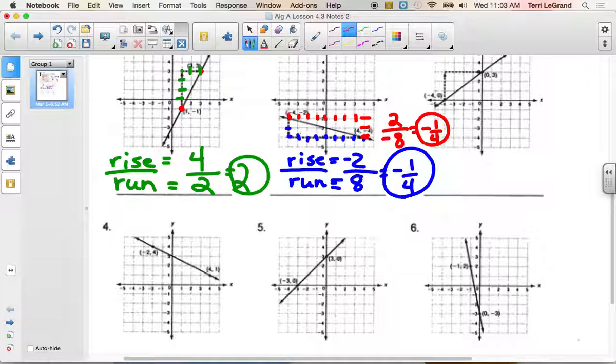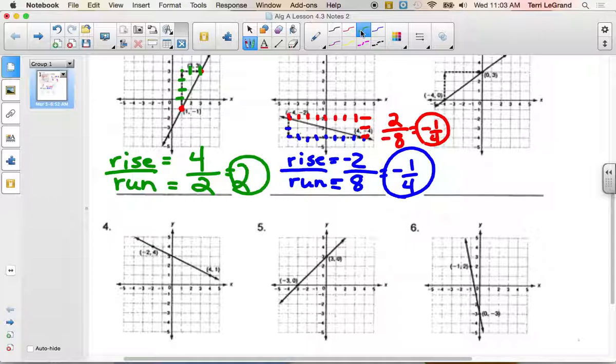What do you think? Can we feel pretty secure that we have a good answer at this point? Why? Because it's falling from left to right, and that's what negative slope is supposed to do, isn't it? Okay, how about this next one?